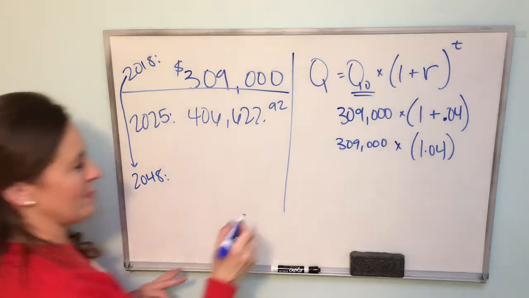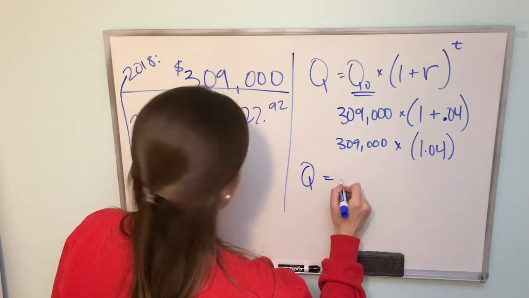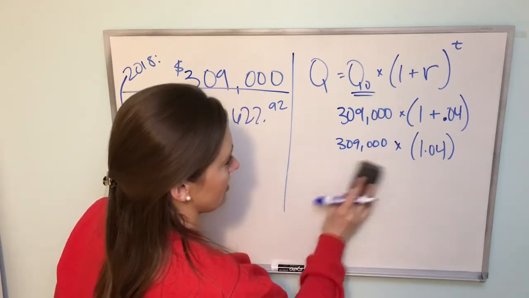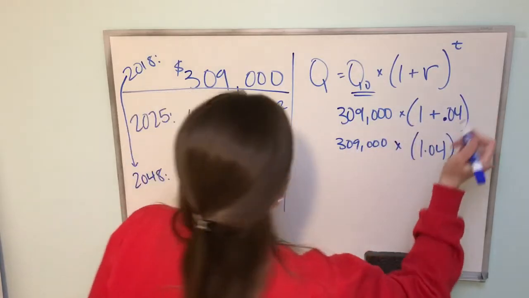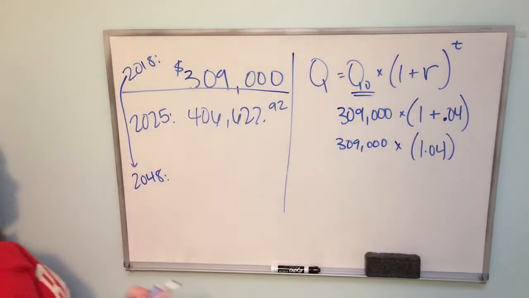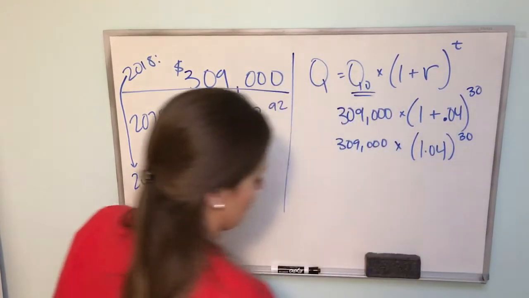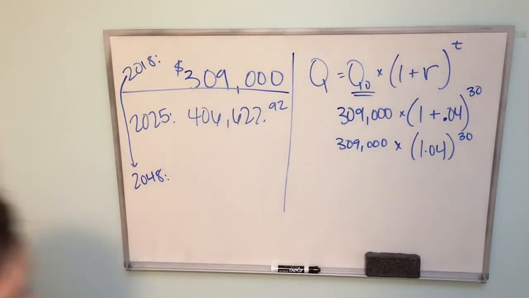I guess it probably wouldn't even matter, actually, now that I think about it out loud. So let's do 309,000. Well, I already did it. It's already done. We just need to change our T value, which is what? From 2018 to 2048, your T value is now 30. Okay, 30. So 1.04 raised to the 30th power times 309,000.